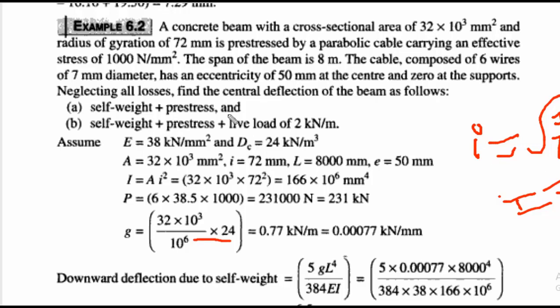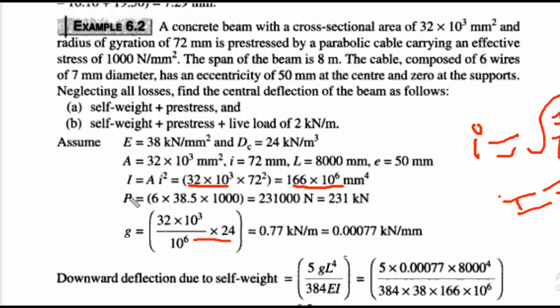Here we calculate the moment of inertia using this formula: moment of inertia I equal to A into i square, where A is the cross section area of the beam. It is mentioned in the problem as 32 into 10 to the power of 3, and radius of gyration 72 mm, that is 72 square, which gives the moment of inertia of the cross section of the beam equal to 166 into 10 to the power of 6 mm power 4.